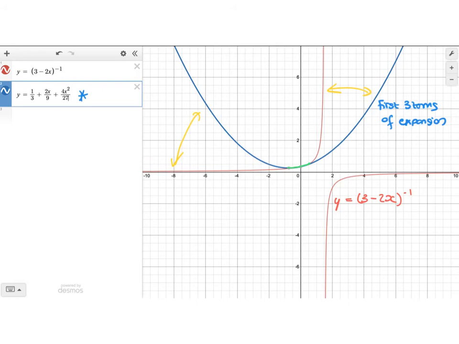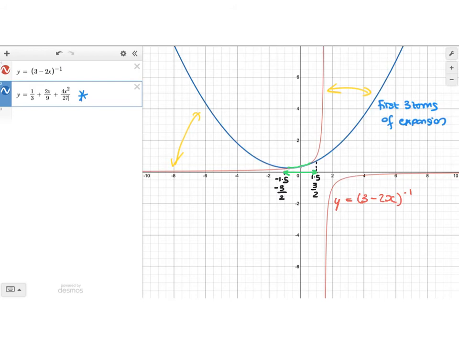And what you may notice is that this green section here, where the expansion matches the original function very closely, well, look at the set of x values. You've got minus 1.5 here, which is minus 3 over 2, and then over here you've got 1.5, or 3 over 2. So these are the validity conditions. So this set of x values is where you get a good match.